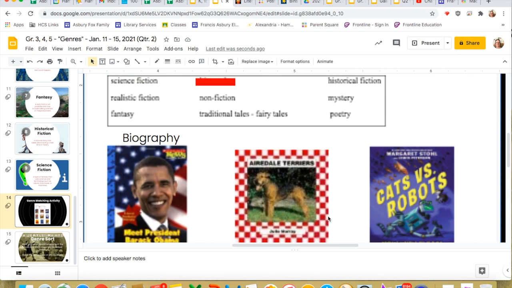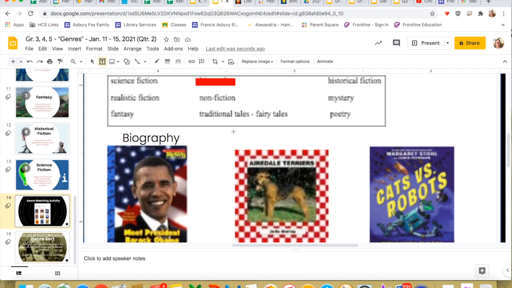Okay, now we have a book. We can see on the cover it has a picture of a real dog. It has the name of the type of dog, Airedale Terriers, on the front of it. So we can pretty much guess this is going to be a nonfiction book. It's about something real. It's about a real dog, and it even has the name of the dog on the cover. So we can count out any of the fiction or fantasy or fairy tales or mystery or poetry. So we do know it is a type of nonfiction. It's about a real type of dog called Airedale Terriers. So we can choose nonfiction.